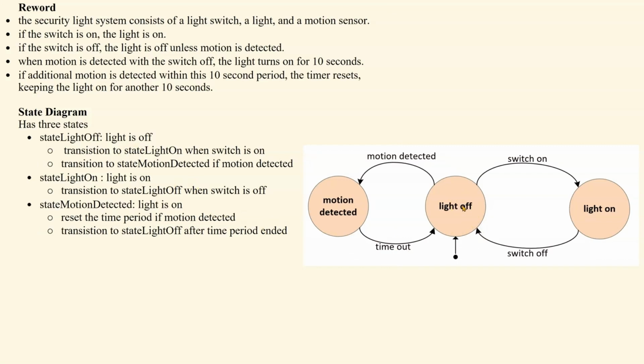Lights off. If the switch is on, light goes on. Switch is off, light goes off. If the light is off and motion detected, then the light goes on. We wait for a timeout, and then we go back to light off.